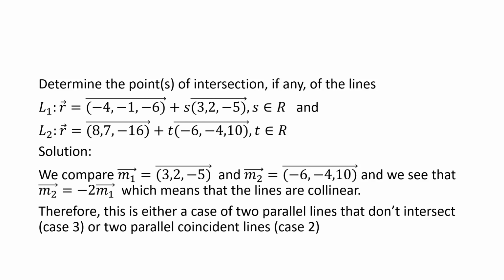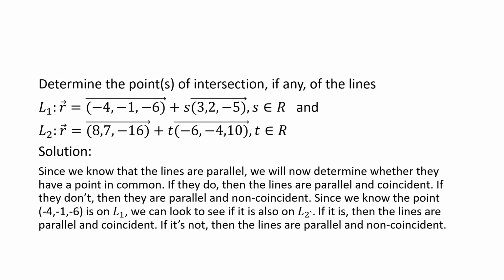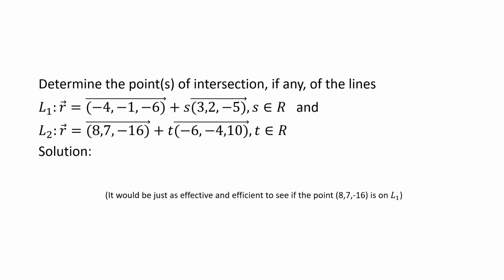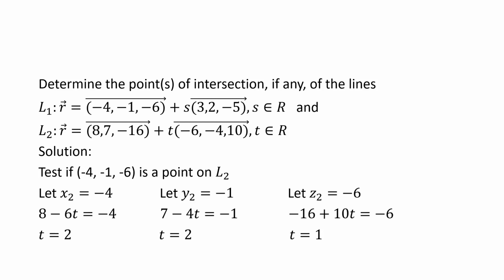And so we either have a case of parallel non-coincident lines that never intersect or parallel coincident lines that intersect at every point. So let's determine whether they have a point in common. Just like in the last question, we're going to take the point we know to be on line 1, which is -4, -1, -6, and see if it's on line 2. If it is, the lines are parallel and coincident. Like we said in the last one, it would be just as effective to see if the point 8, 7, -16 is on line 1. So we're now testing to see if -4, -1, -6 is on line 2.